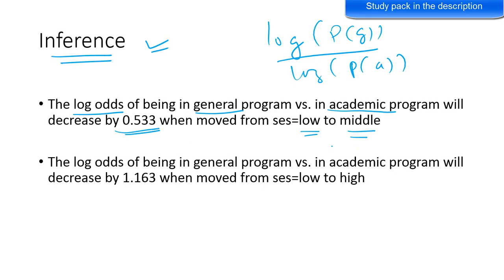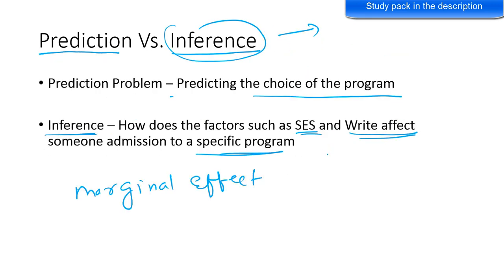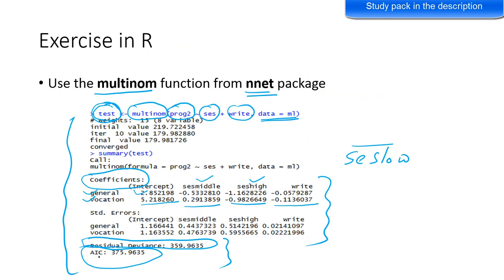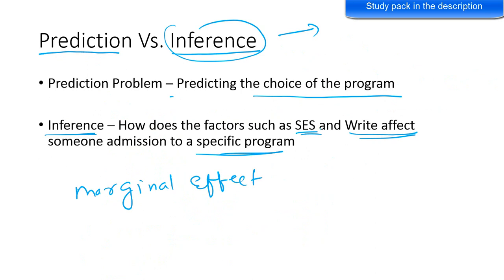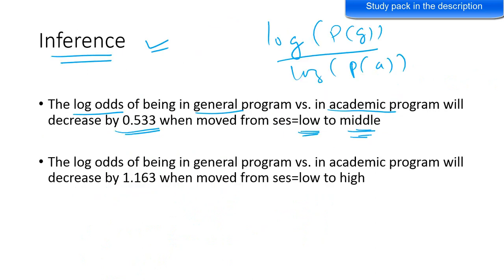Okay, and how is that possible? Let's go back to the result that I have received. So from low to middle, you can see the coefficient is negative 0.53328. That means if somebody is changing his socioeconomic status from low to middle, his log odds will decrease by 0.533 for choosing a general program over an academic program.